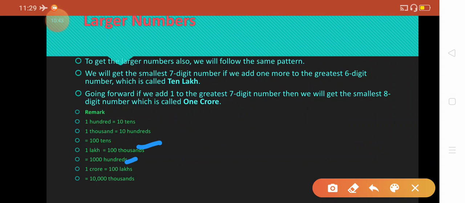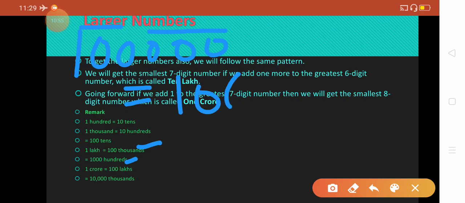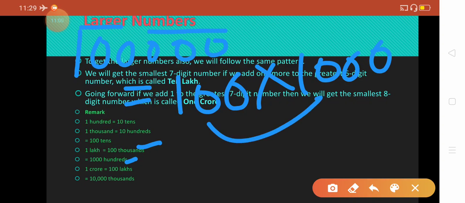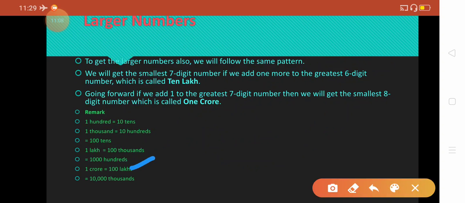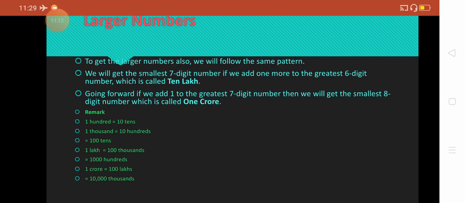What is 1 lakh? Unit place, tens place, 100 place, 1000, 10,000, 1 lakh. We can write it as 100,000. So 100 multiplied by 1000. So we can say that it is 100,000 or it is 1000 hundreds. We can say this for the same. For crore, we can say it is 100 lakh or it is 10,000 thousand. How will you say this?